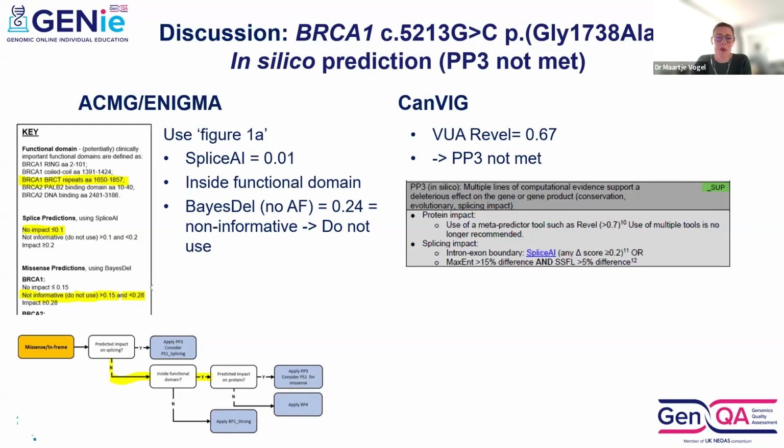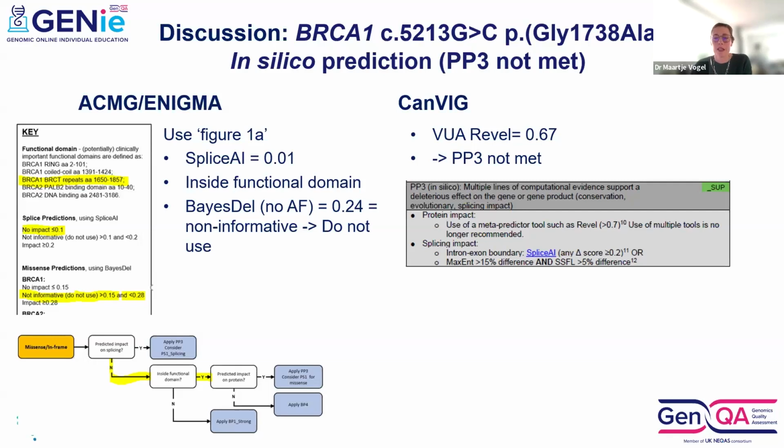And in this case, because the BayesDel score is 0.24, the BayesDel score is not informative. I think it will be hard to read, but you can see that in the key. It's a non-informative score and therefore PP3 should not be used.